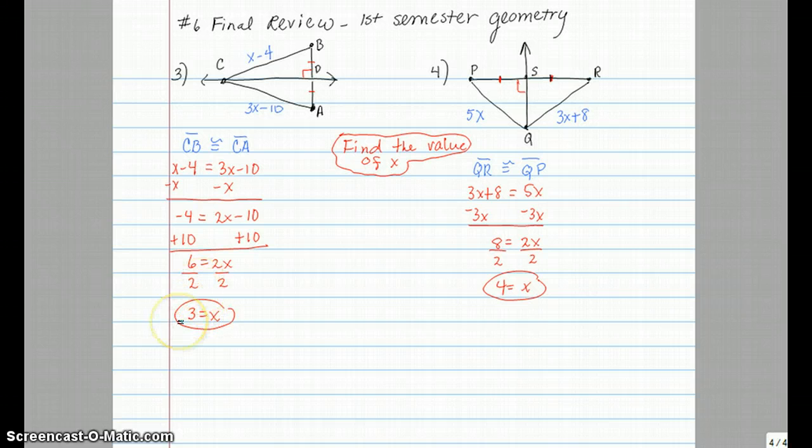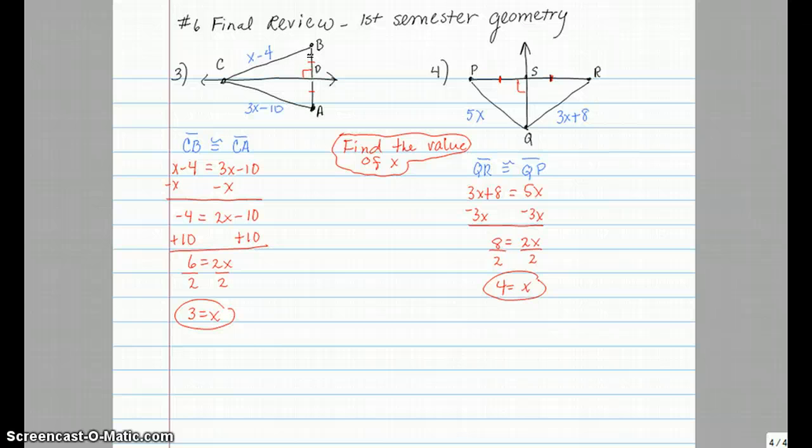You can plug it in and make sure that you are correct. That's not a good sign. It came out as a negative. You got the idea, but you should never come out with a negative. I should have checked this first. 3 minus 4 is negative 1. 3 times 3 is 9, minus 10 is negative 1. This would not be solvable because we've got a length of a segment and it can't be a negative value. We'll ignore that for right now and go over to this next one, and I'll change it out to something that's going to be appropriate.